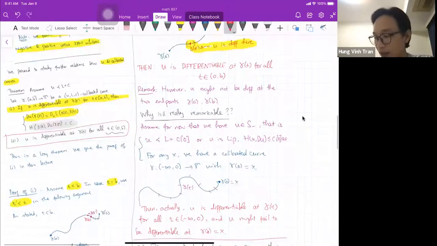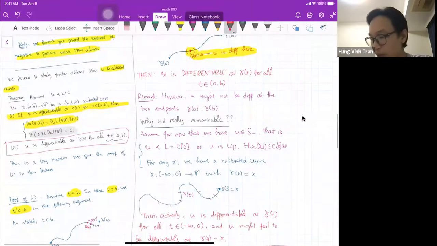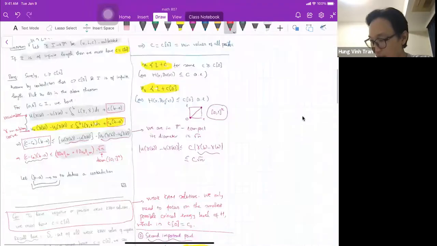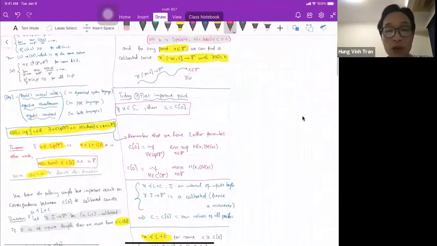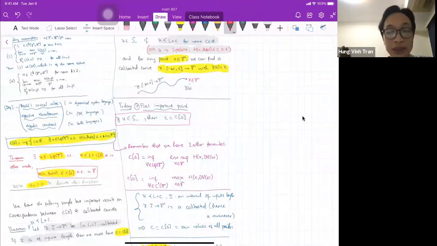So again, let me recall the two points for today, and then we can discuss. The first important point was that in order to consider weak KAM solutions, we only need to focus on c naught, which is the lowest possible energy level in which we have existence of u. In this case, it's u naught.